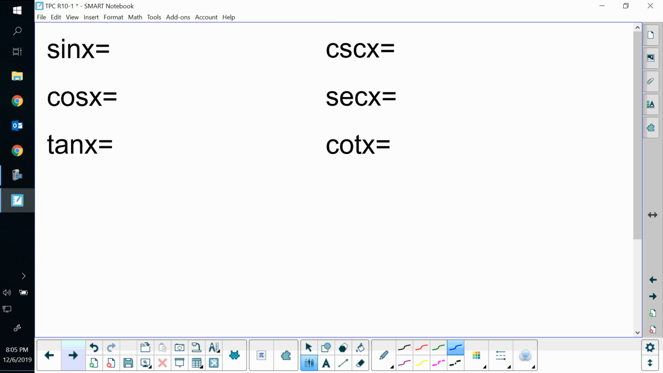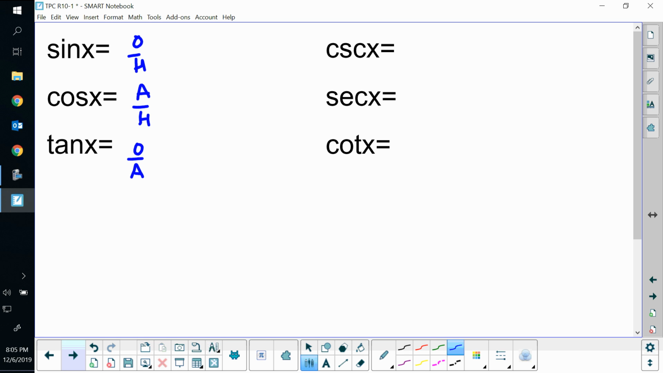So what we're looking for here is just in terms of opposite, adjacent, and hypotenuse, what each is represented as. Well, using SOHCAHTOA, sine is opposite over hypotenuse, cosine is adjacent over hypotenuse, and tangent is opposite over adjacent. Now the other 3 are just the reciprocals of those, meaning we flip those fractions.